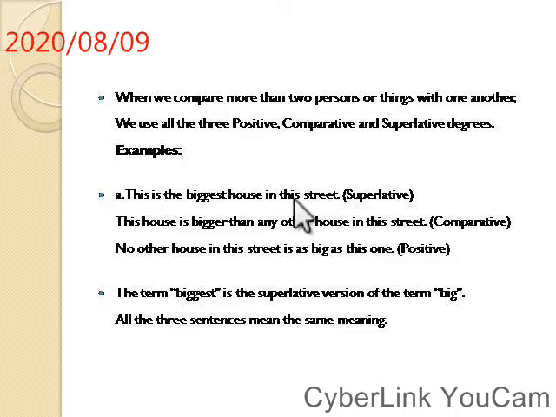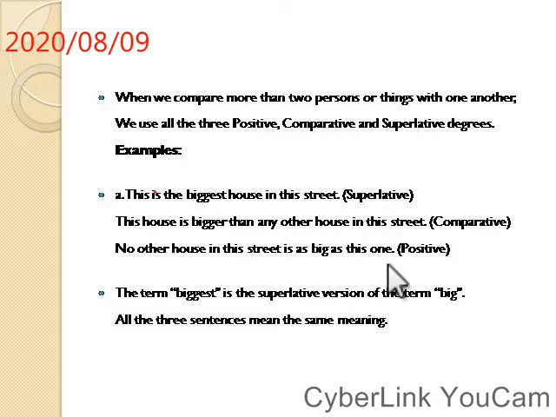Okay. For example, biggest means superlative. Big, positive. Bigger, comparative. So this is the biggest house in the street, superlative degree. This house is bigger than any other house in the street, comparative. No other house in the street is as big as this one, positive degree.